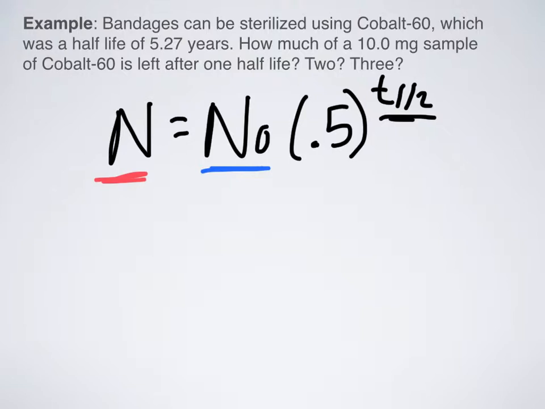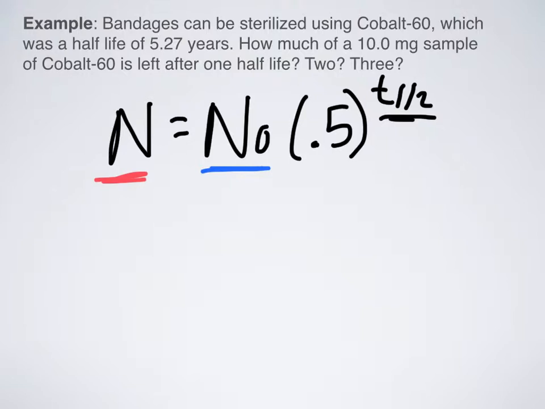Bandages can be sterilized using cobalt-60, which has a half-life of 5.27 years. How much of a 10 milligram sample of cobalt-60 is left after one half-life? What about 2 half-lives? What about 3 half-lives? So it's kind of nice and easy. I'm given lots of information. It's telling me the half-life is 5.27 years. Remember, the half-life can be any length of time. It doesn't matter what that is because we're counting how many half-lives there are.